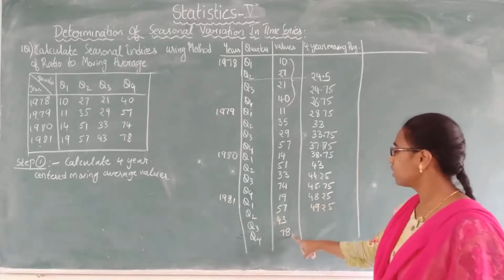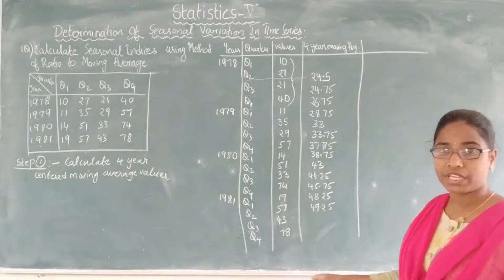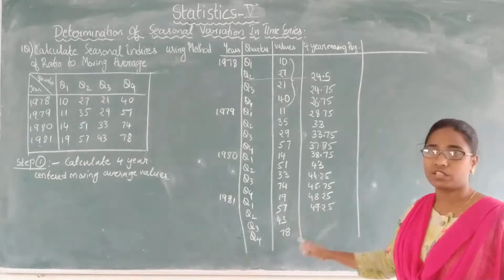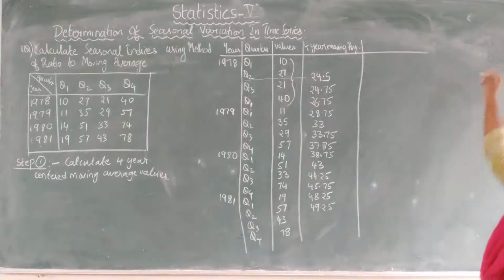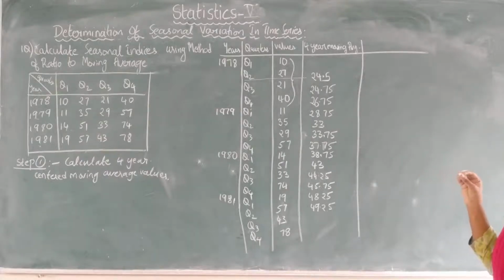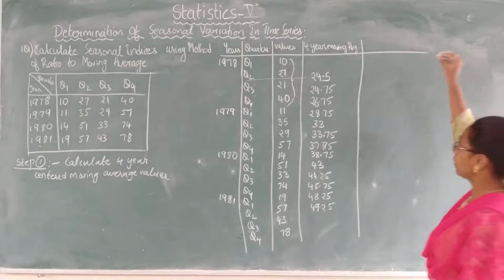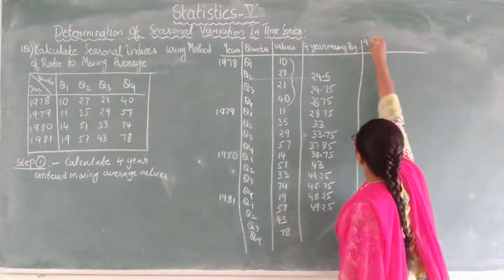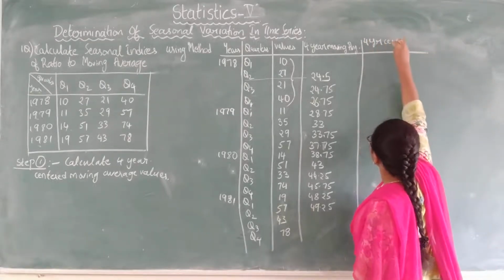So these are the last 4 values. Next, you don't have the next 4 values, you will be getting only 3 values, so you stop here. Next, what we have to do: there is no synchronization between time points, so we will calculate 4-year centered moving averages.